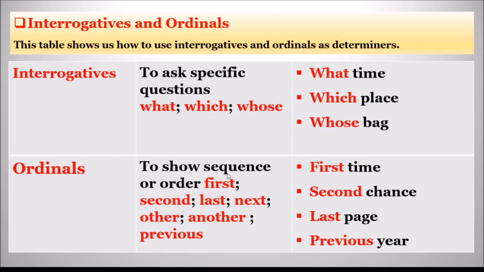And ordinals are used to show sequence or order. When we are talking about a sequence, from the first, from the second, a list, a line of boys, or the last one, the next one, the other, another, previous. When you're talking about a sequence, we are not talking about a group or many things, only one thing or two things.